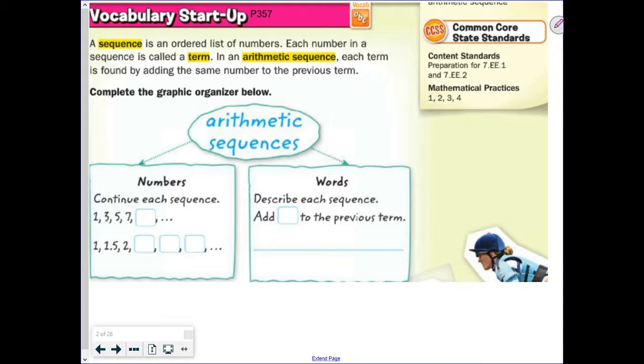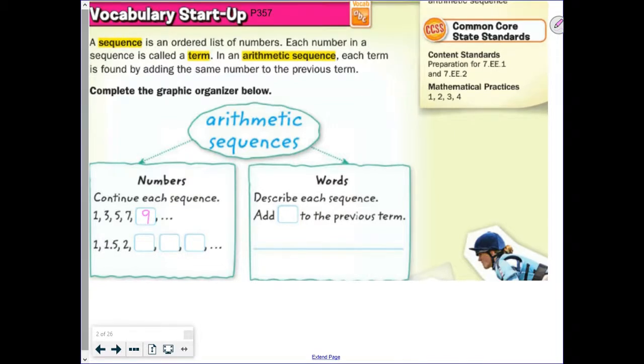So basically, when you start counting by numbers like 2, 4, 6, 8, 10, or 3, 6, 9, 12, you're actually creating an arithmetic sequence. But it's not just that. Take a look at this. 1, 3, 5, 7. What would come next? 9 would come next. We're counting by twos, but we didn't start with 2.